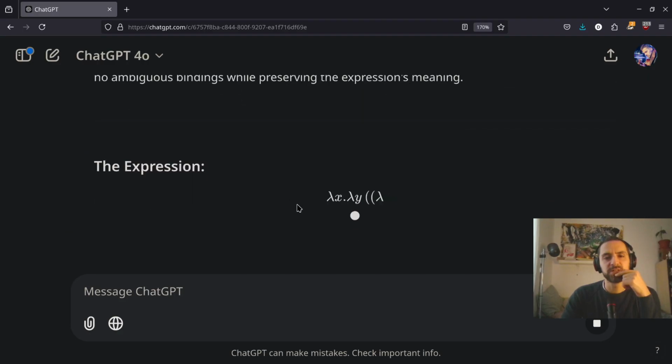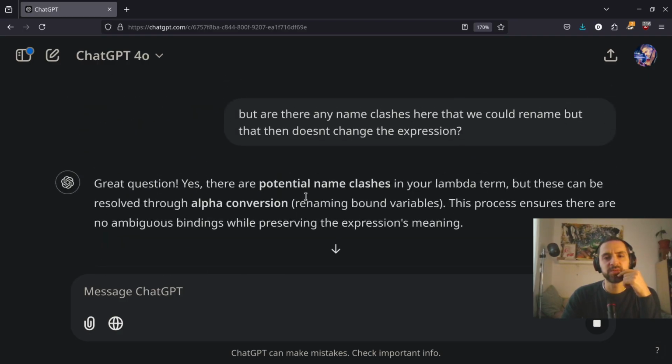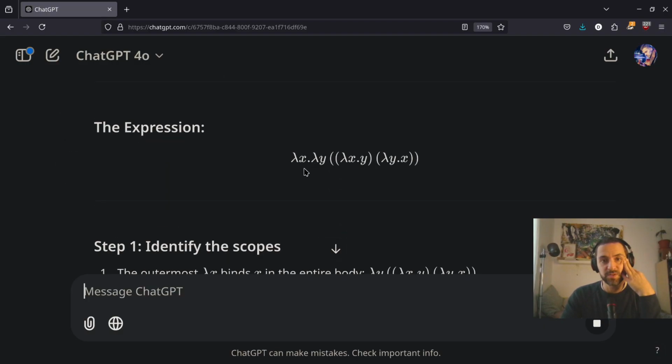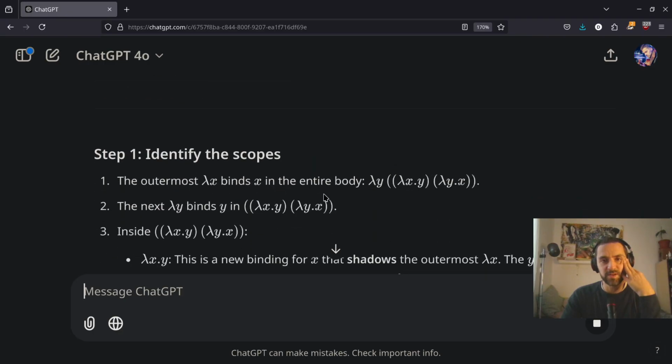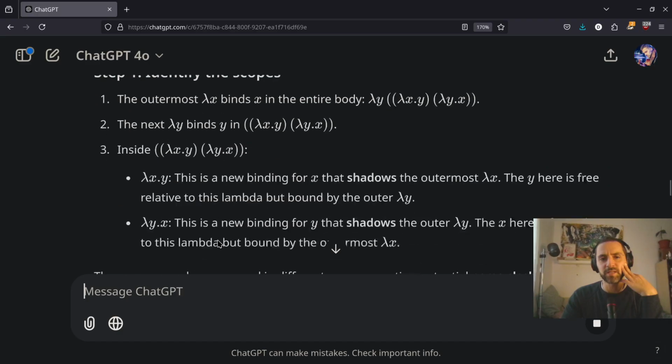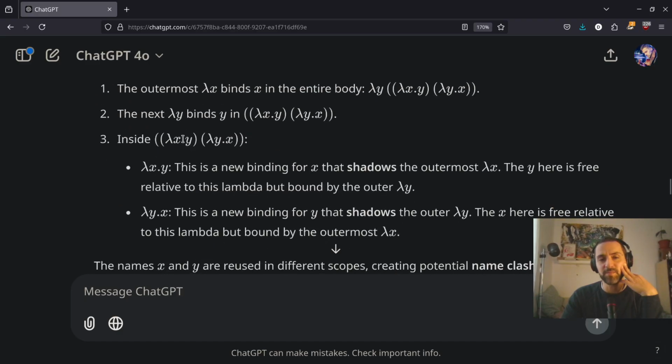Yes, there are potential name clashes in your lambda term, but these can be resolved through alpha conversion. The expression lambda x, lambda y, lambda xy, lambda yx identify the scopes. Now, the outermost lambda x binds x in the entire body. So I guess we cannot rename that, right? The next lambda y binds y. Yeah, inside lambda x dot y, lambda y dot x. This, I thought like maybe here A we could do, or like B and here A.